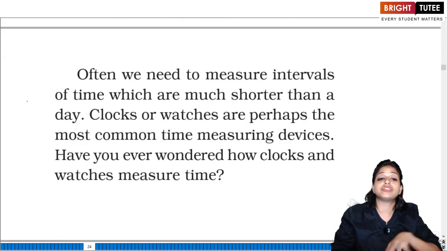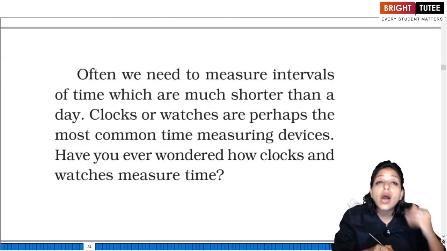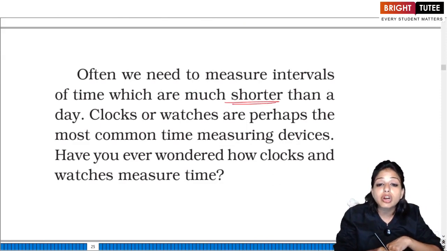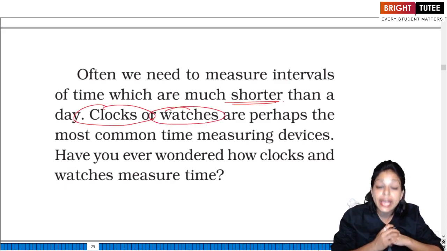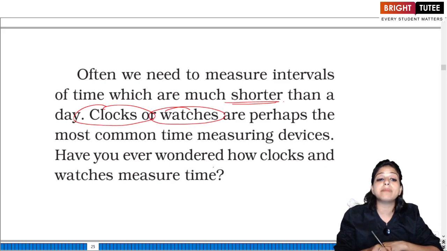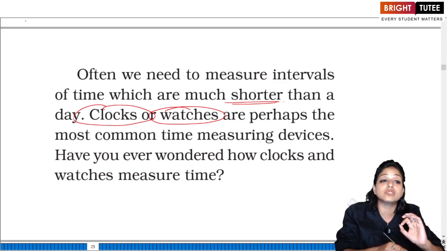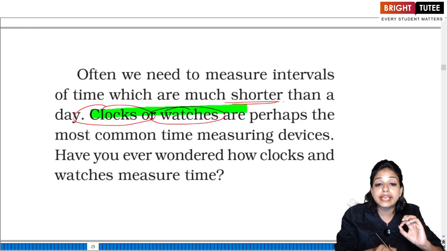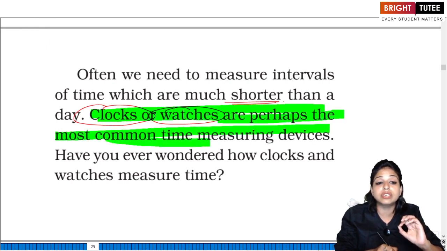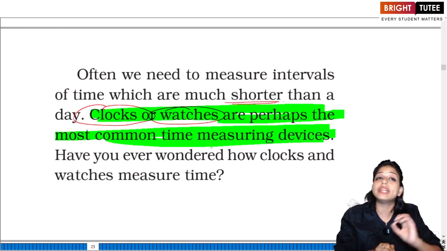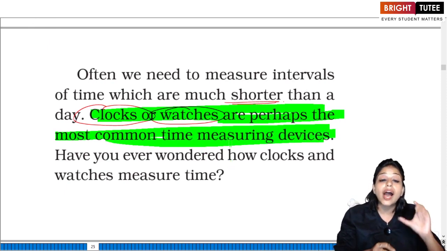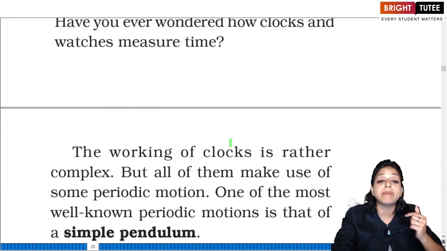Often we need to measure time intervals which are shorter. So if I do not have to measure the motion for a month or a day even, how will I get to know? For much shorter times, clocks and watches came to our help. Clocks or watches are perhaps the most common time measuring devices which we know since the history of time. So by the invention of these clocks and watches, we are now very apt in reading time.